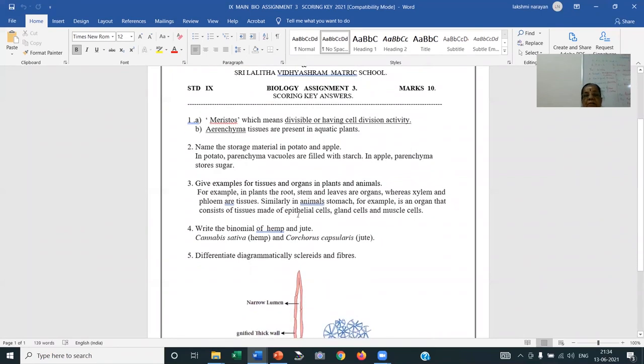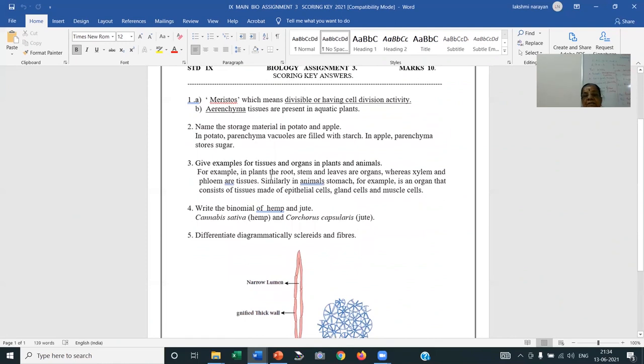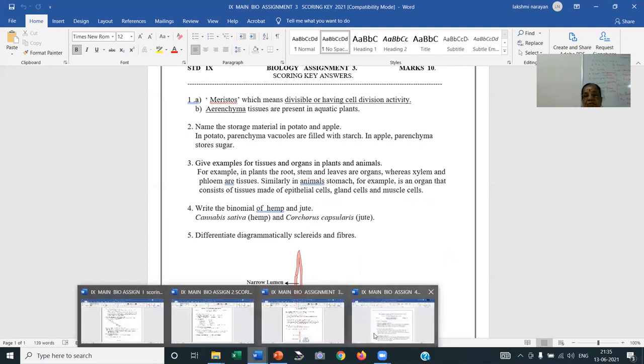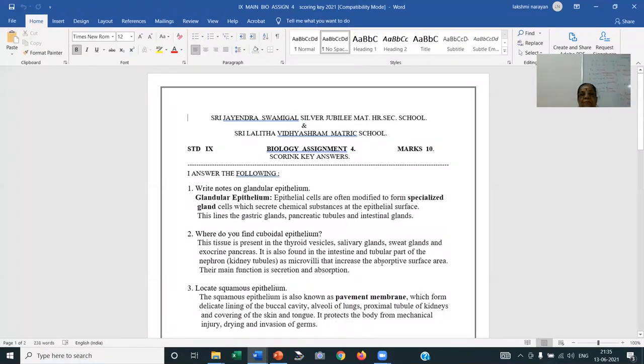Then tissues and organs. In plants, root, stem, and leaves are the organs, whereas xylem and phloem are tissues. Right? Then in animals, the stomach, for example, is an organ that consists of tissues made of epithelial cells, gland cells, and muscle cells. I hope you follow this. Yeah? And then assignment 4, today's lesson, please listen carefully and write.